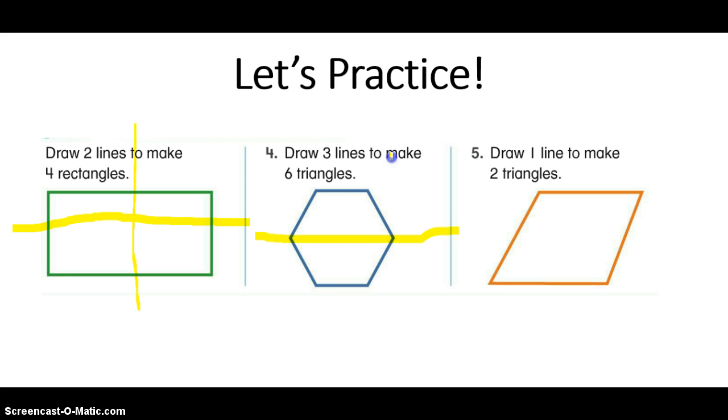1, 2, 3. That's 3 lines, and yes, I did make 6 triangles. Draw 1 line to make 2 triangles. I can draw a line slanted this way, and I can make 2 triangles.